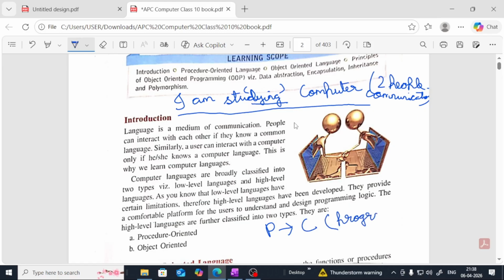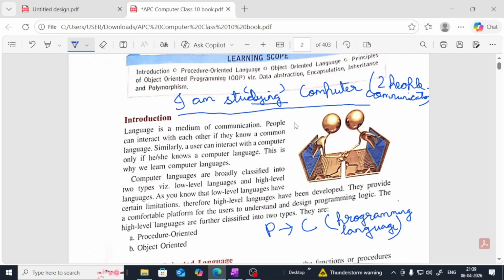Programming language. Okay, there are many types of programming languages. You must have heard Java, Python, HTML, C++, etc. Computer language: a user can interact with a computer only if she or he knows a computer language. This is why we learn computer language.